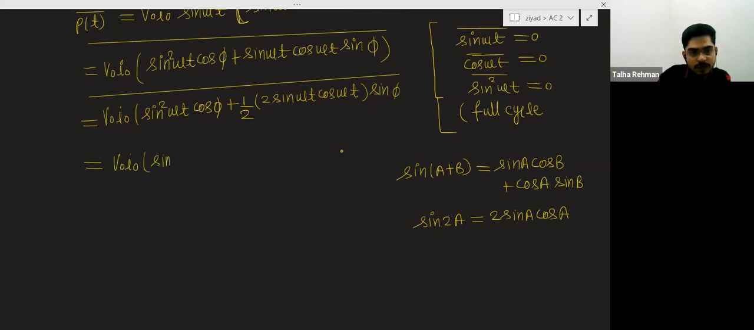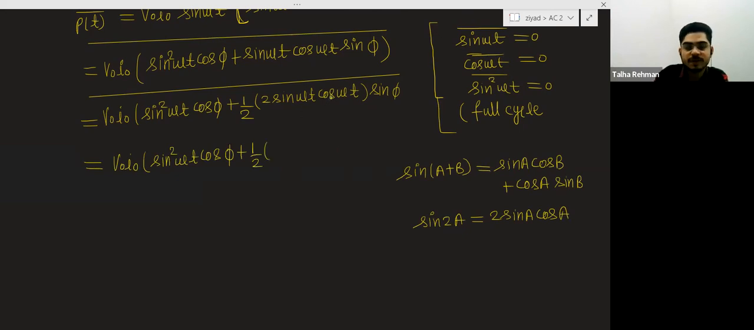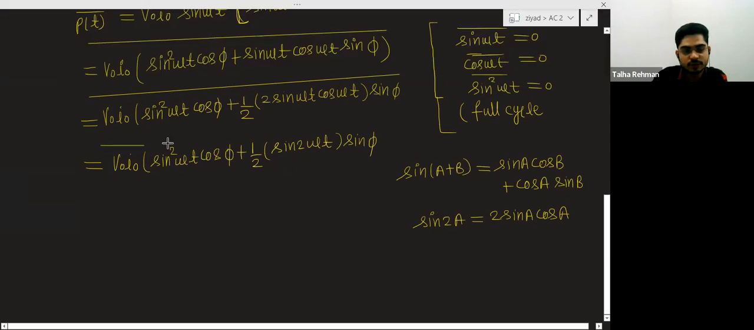This is sine square omega t into cos phi, plus half multiplied by 2 sine omega t cos omega t. It will become sine 2 omega t, and this is sine phi. Here is the average of the whole thing.